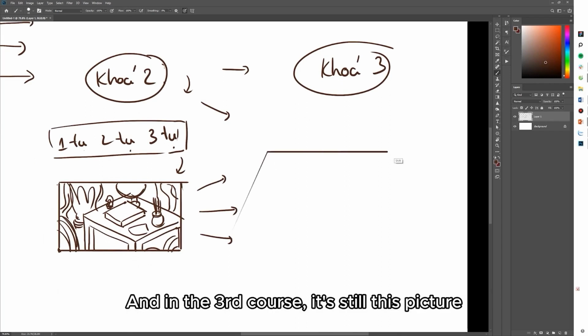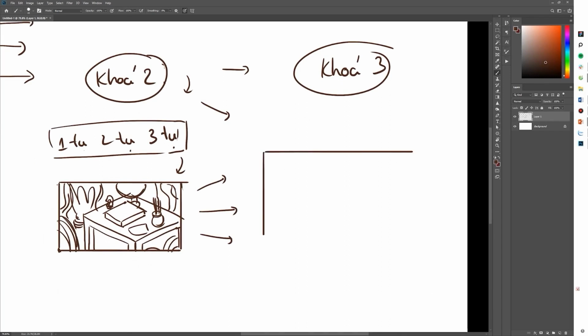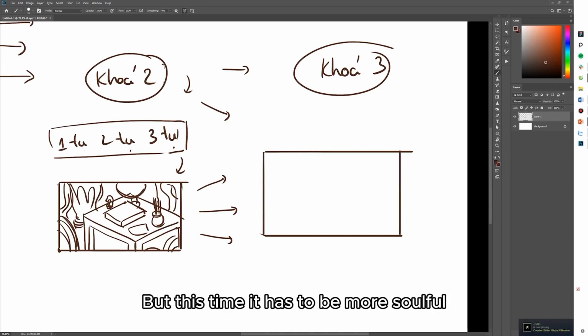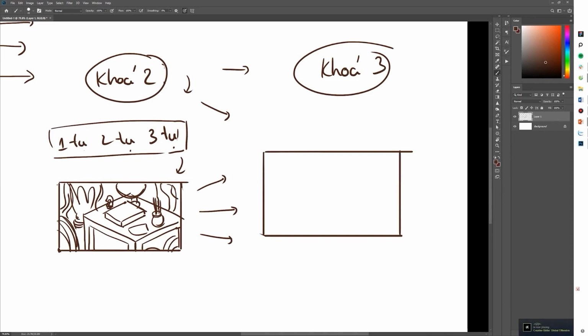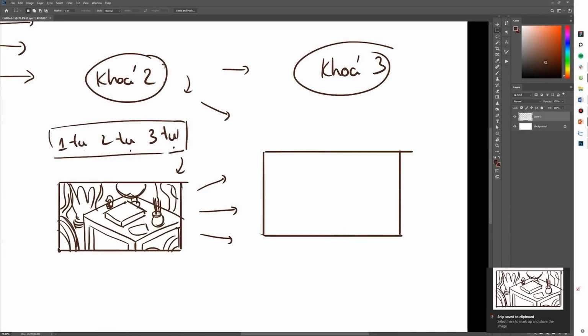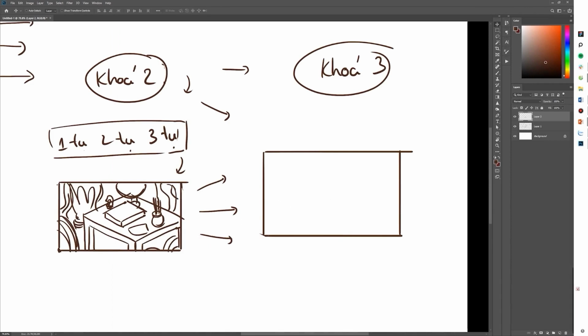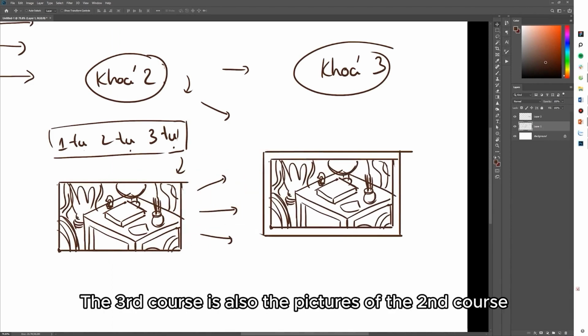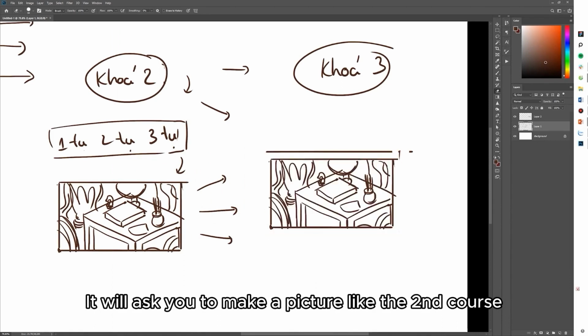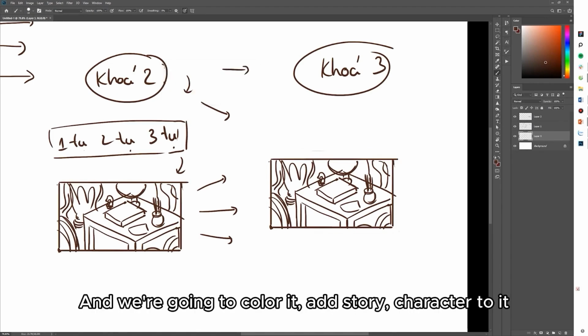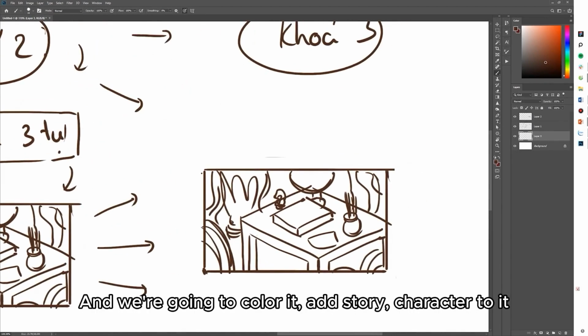And in the third course, it's still this picture, but this time it has to be more soulful. I'll copy it. The third course is also the pictures of the second course. It will ask you to make a picture like the second course. And we're going to color it, add story, character to it.